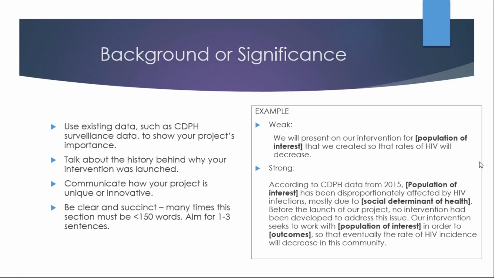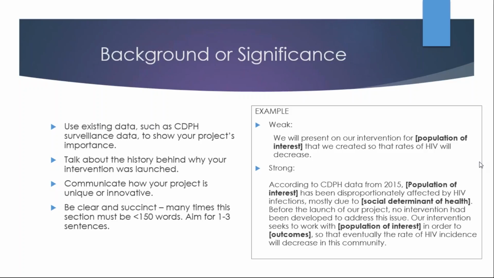You want to talk about the history behind why your agency developed the intervention or program, communicate how it's unique or innovative or different, and often, and I said this in a previous slide, abstracts are short and they're also word limited. Sometimes the section has to be fewer than 150 words, so you really want to aim for 1 to 3 very strong sentences. And on this slide we have an example.